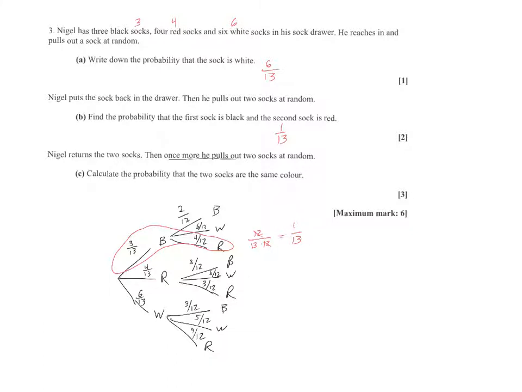Puts the two socks back, so now we can use the same tree diagram again. Then once more pulls out 2 socks at random. Probability that socks are the same color. So same color would be, of course, the branches where the two are the same color. So I've got a 5 out of whatever 13 times 12 is there. And then I've got a red and a red. So that would be 4 times 3, which would be 12 out of whatever 13 times 12 is. And then I've got a white, white, of course, which is the 6 times the 5. So that would be 30 over 13 times 12, whatever that is.